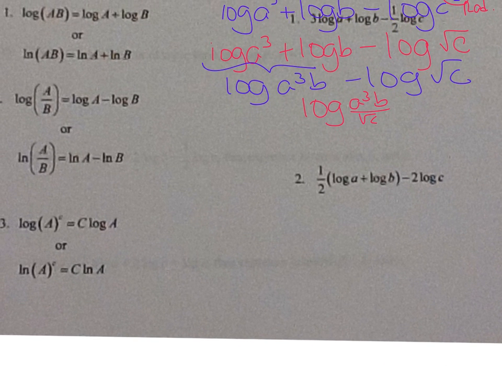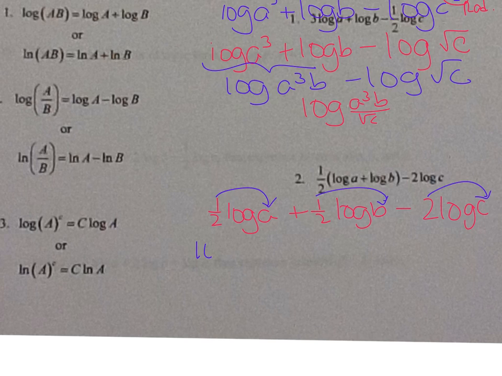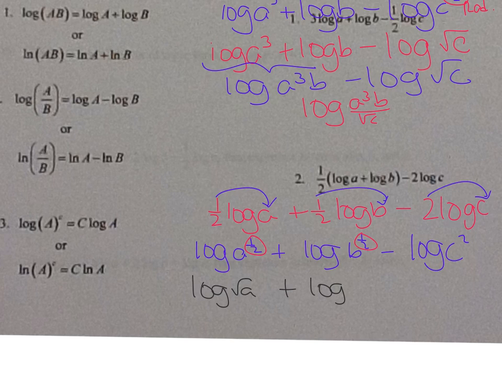Notice I have a 1/2 in front of parentheses. If I have a 1/2 in front of parentheses, that means I have 1/2 log A plus 1/2 log B minus 2 log C. All right, so I'm going to take my exponents. They're going to go back to each one of my A, B, and C. So it's log A to the 1/2 plus log B to the 1/2 minus log C squared. I'm going to change my fractional exponents to radicals. Remember, 1/2 is the square root. So it's log the square root of A plus log the square root of B minus log C squared.